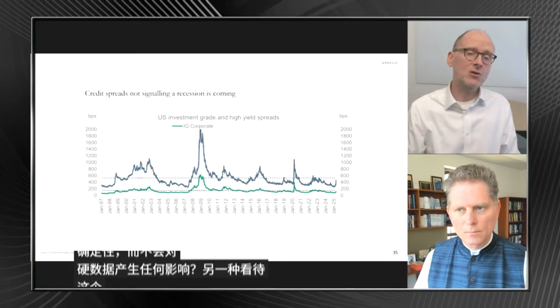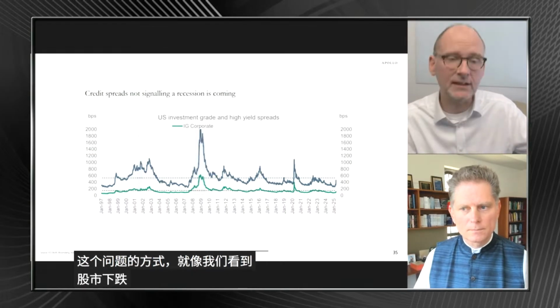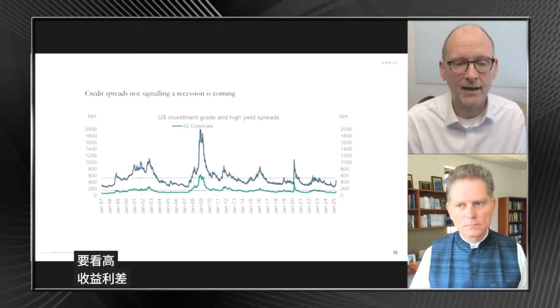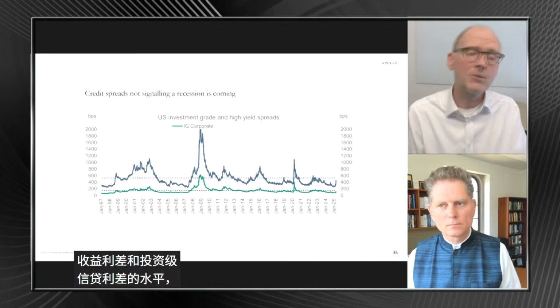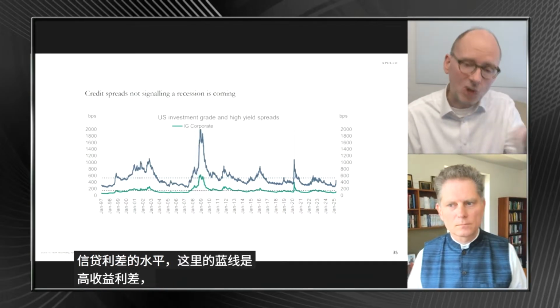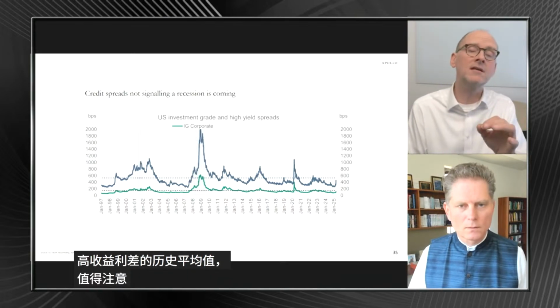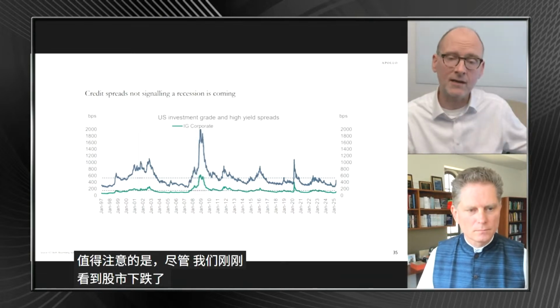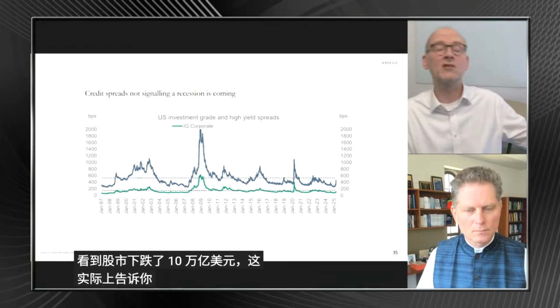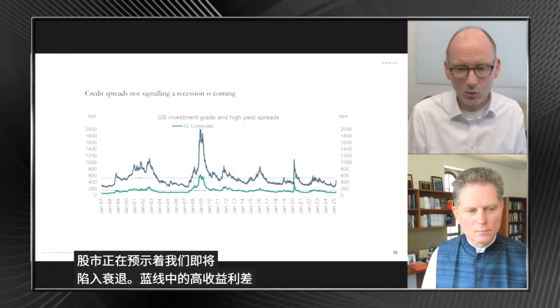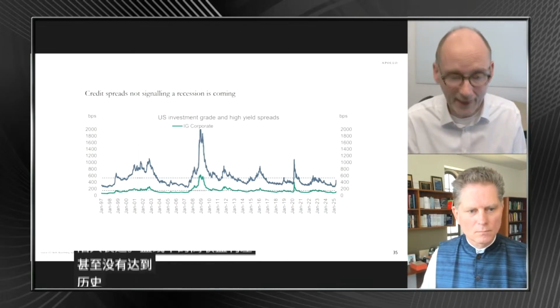And another way of looking at this, just like we looked at the stock market being down a lot, is to look at the level of high yield spreads and investment grade credit spreads. So the blue line here is the high yield spread, and the dotted blue line is the historical average for the high yield spread. What's quite noteworthy is that despite the stock market being down 10 trillion, which is really telling you that the stock market is saying we're about to get a recession, high yield spreads in the blue line are not even at the historical average.